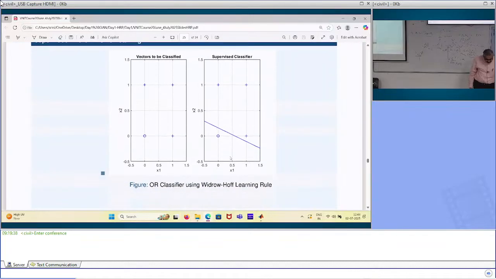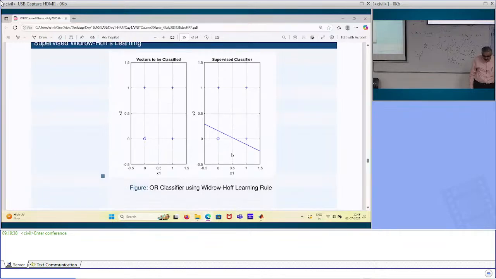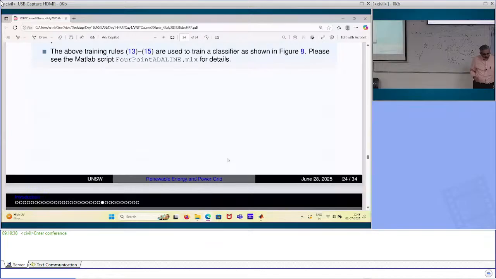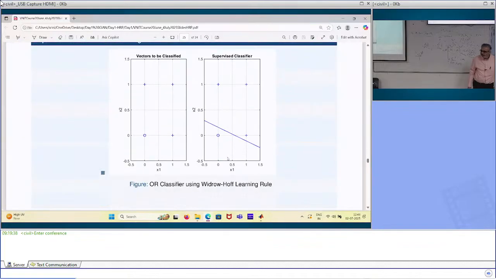So what's the data I gave? The data that was given above. You see the data here. Three had true value 1 and one had 0, right? So we wanted 3 points to be classified in one group, 1 point to be classified in another group. I ran this algorithm, and that's what you get. So these are vectors or points to be classified. When you run through the Widrow algorithm, this is called a supervised classifier because you have the output value YD given to you.